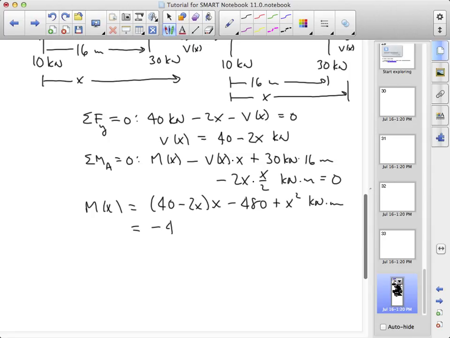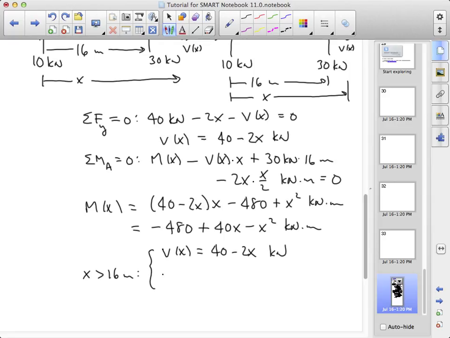The net result is minus 480 plus 40x minus x squared kilonewton meters. So for x greater than 16 meters, we have V of x equals 40 minus 2x kilonewtons, and M of x is minus 480 plus 40x minus x squared kilonewton meters.